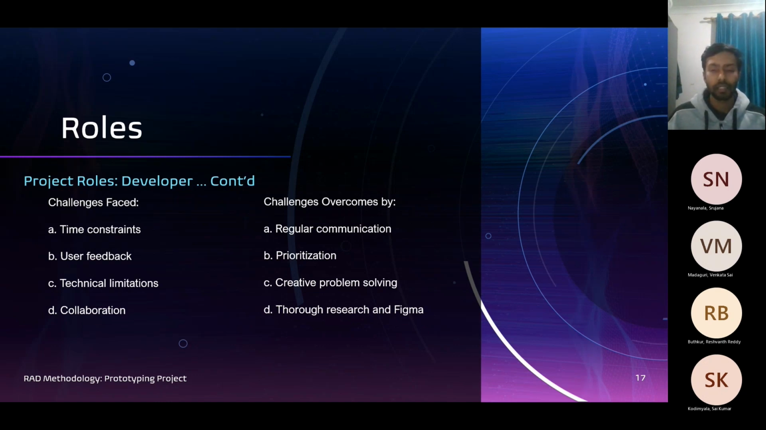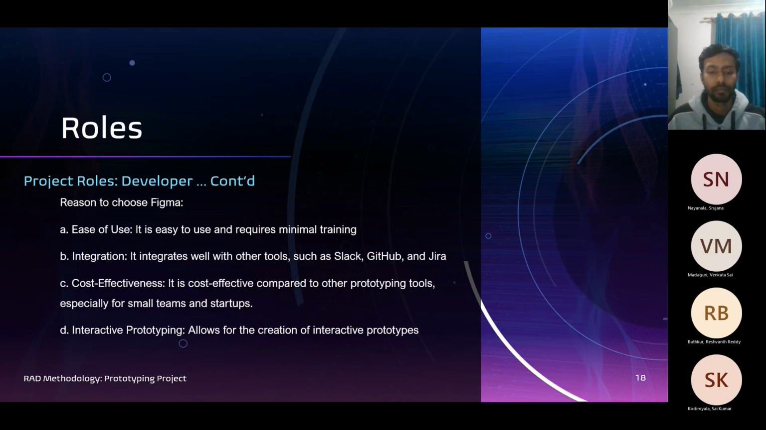The reason behind using Figma is on the next slide. The team chose Figma as their prototyping tool due to its collaboration features, ease of use, integration with other tools, cost-effectiveness, and ability to create interactive prototypes. Figma is a cloud-based tool that allows multiple team members to collaborate on a single project continuously, making it easy to work in real time.